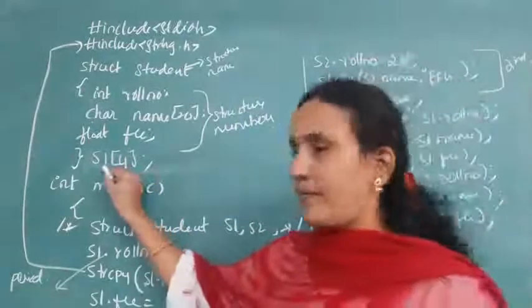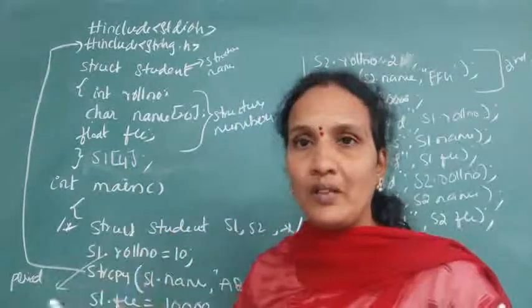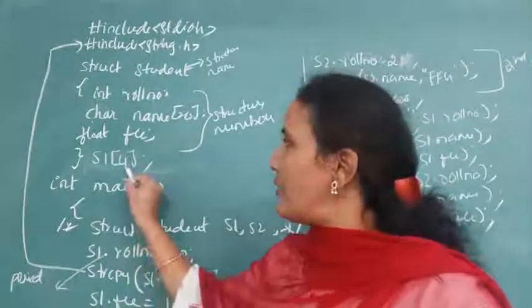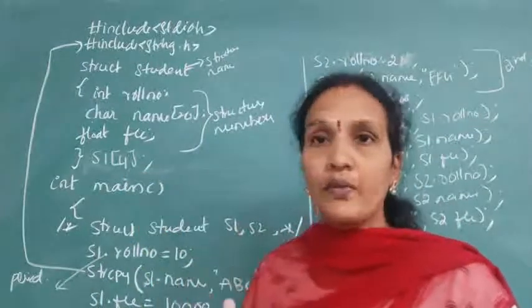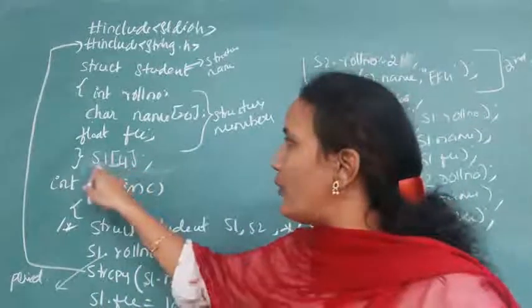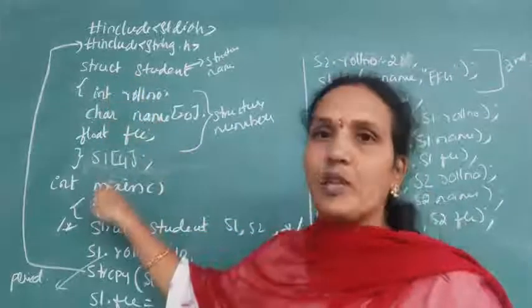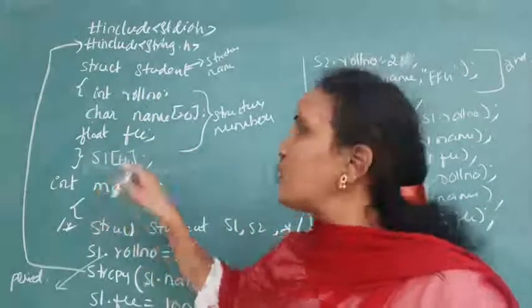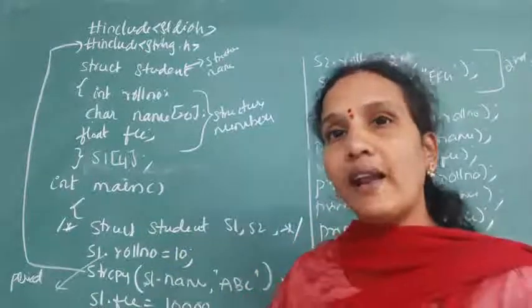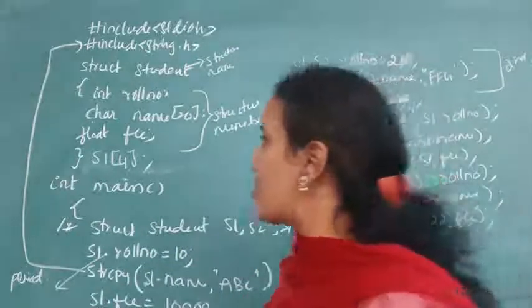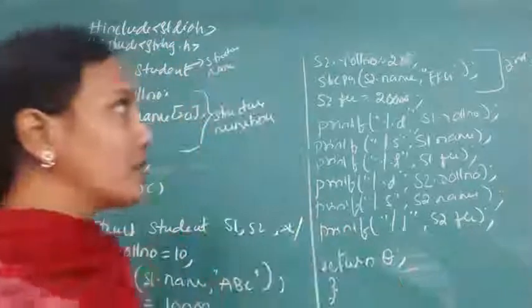So it is an array. Array is what? More than one, right? So here how many elements we have? 4 elements. Means 4 variables we have. So these 4 variables are using the same structure. Okay. So this concept is called an array of structure or structure array. Understood? Structure array.